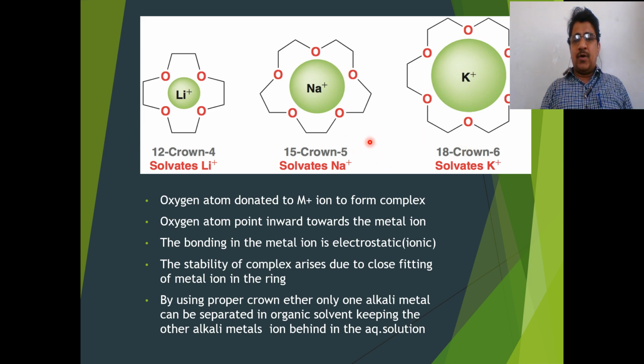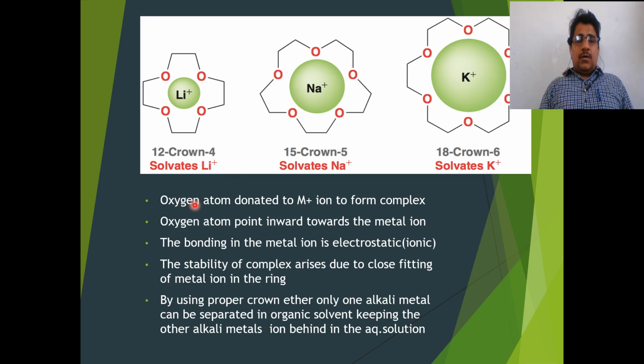When we are asked to draw the structure of 12 crown 4, 15 crown 5 and 18 crown 6, such types of questions are there. Then we simply draw the 4 dots, that is oxygen atoms 1, 2, 3, 4 and simply join them with CH2, then CH2 and CH2. Therefore any structure we can write easily.